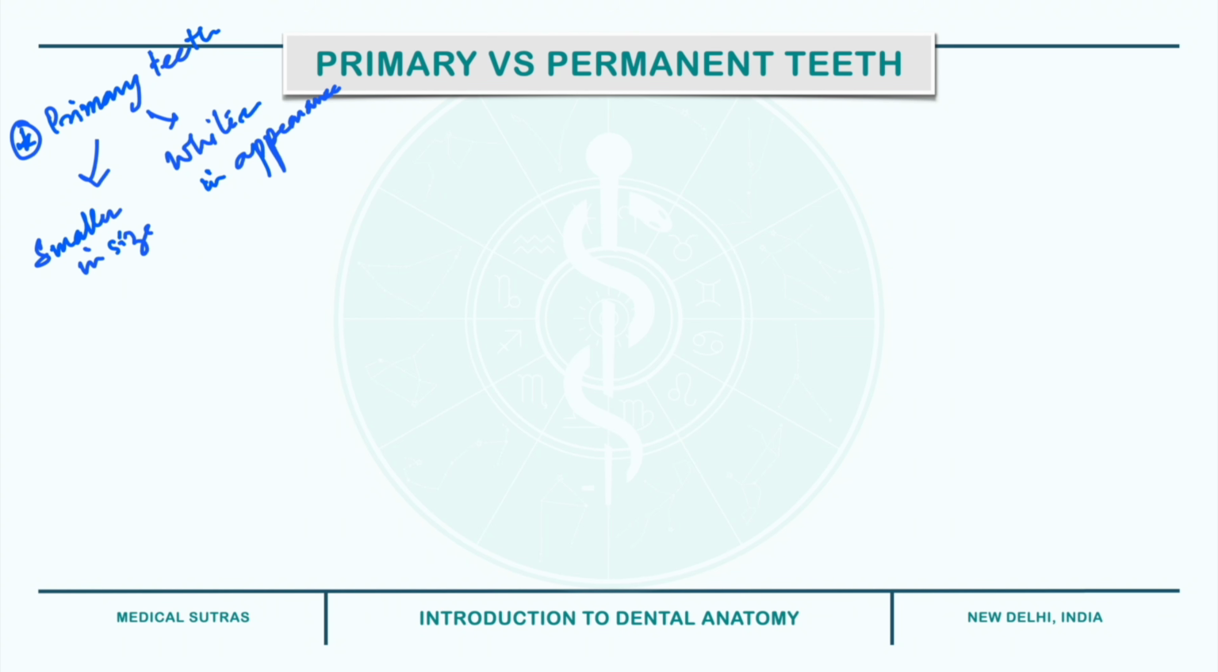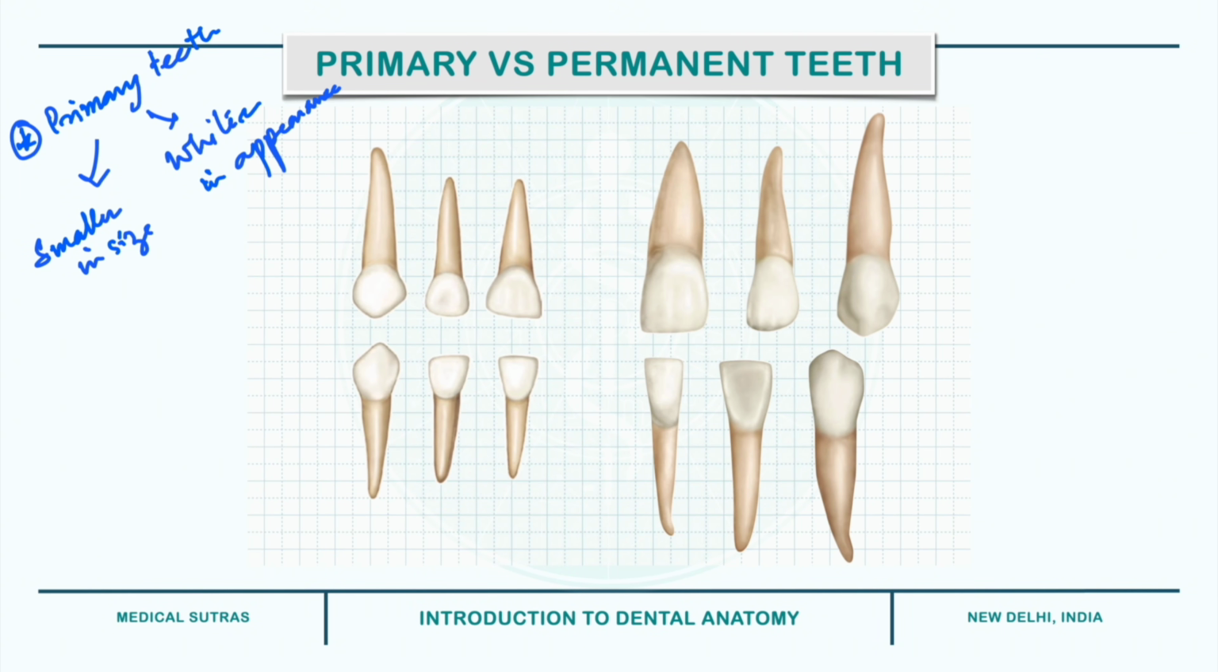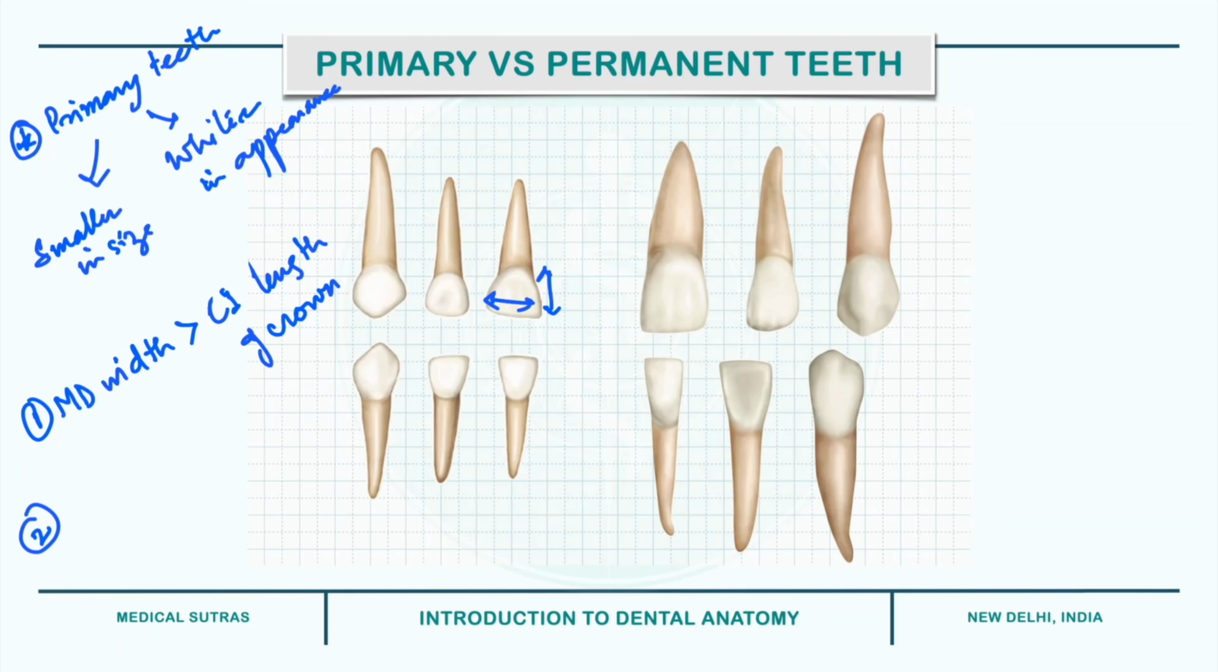Now, in case of primary anterior teeth, the first thing is the mesiodistal width of the crown is more when compared to the crown length. That is, the mesiodistal width is more than the cervico-incisal length of crowns. The second point is that the roots of primary anteriors are narrower and longer when compared to the permanent teeth. That is, roots are narrower and long. If we see in the permanent anteriors, the roots are wider.